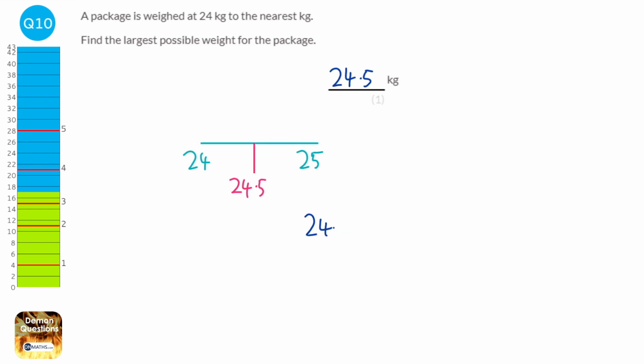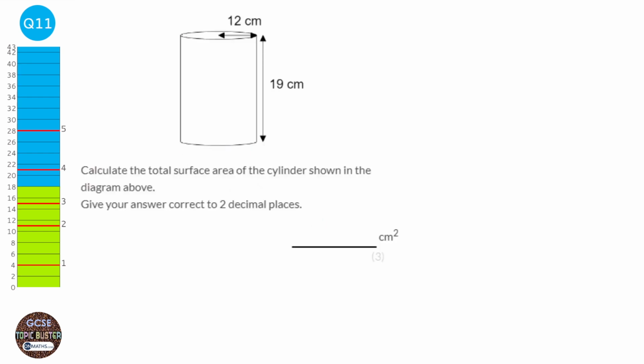Let's just draw that a bit better. 24.49 recurring, and that is actually the same as 24.5. In your exam, however, you can write 24.49 recurring and you would get full marks, but for brevity I would definitely recommend writing 24.5.